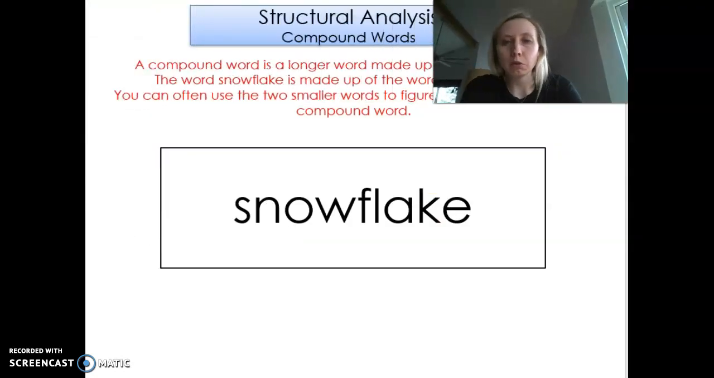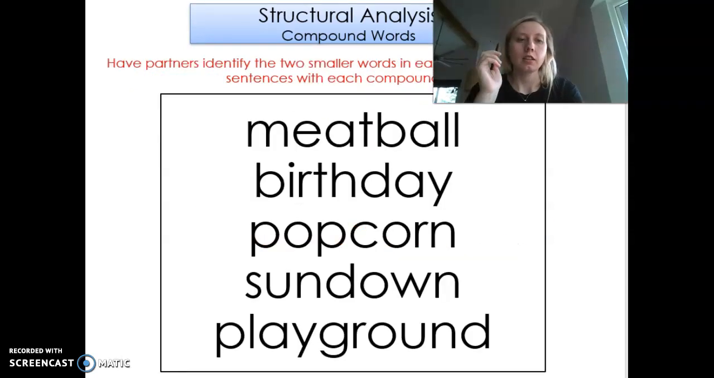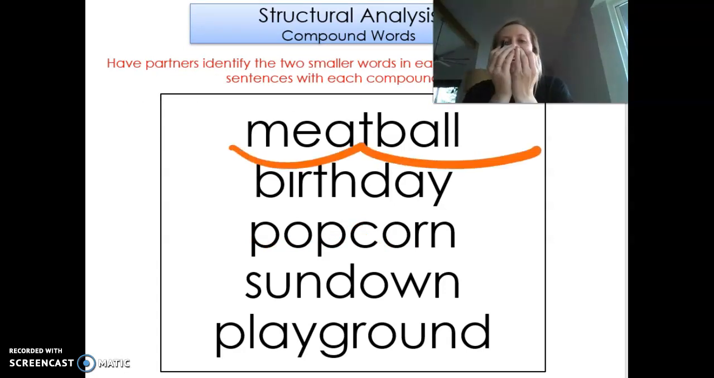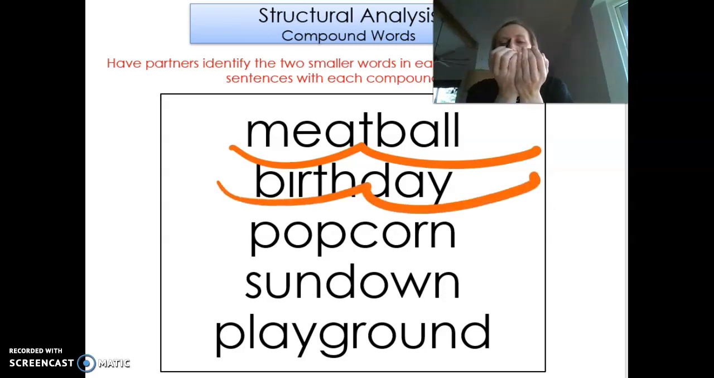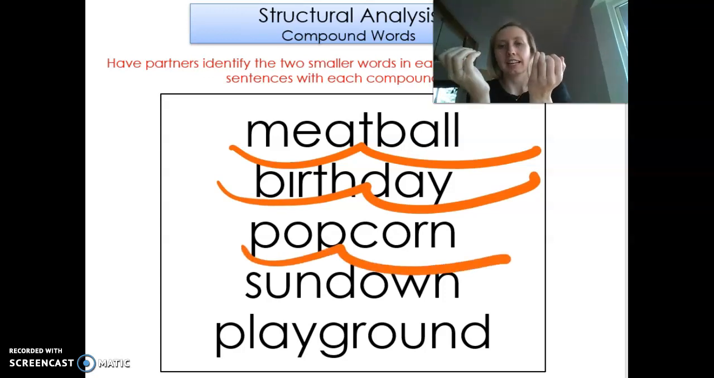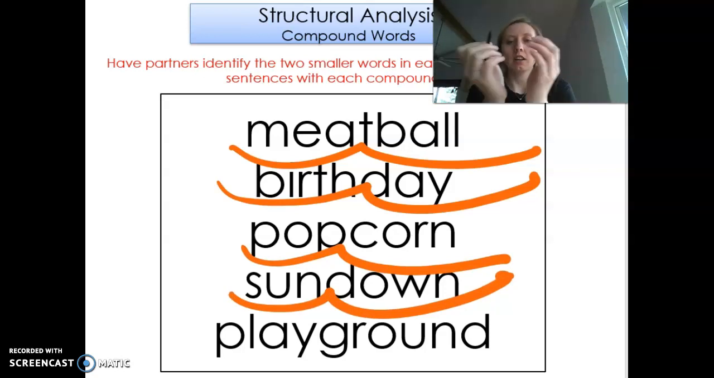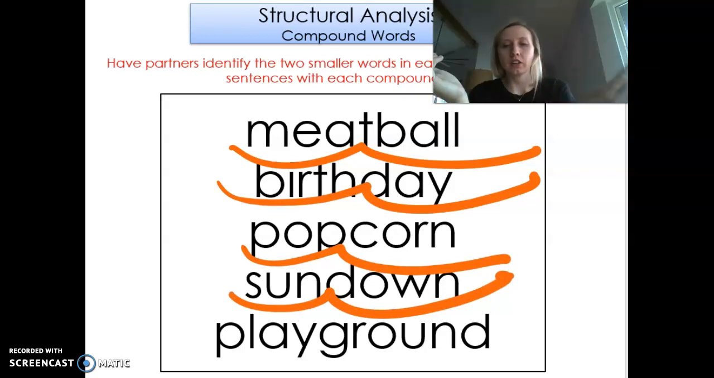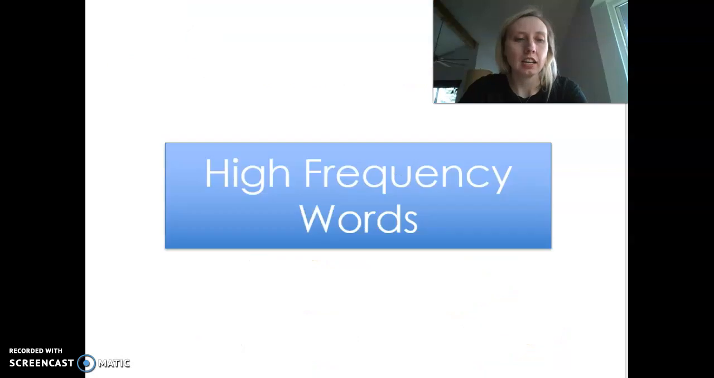Okay, so a compound word is a longer word made up of two smaller words. So I'm going to say the word and we can break it apart. Snowflake. Meatball. Birthday. Popcorn. Sundown. Playground.